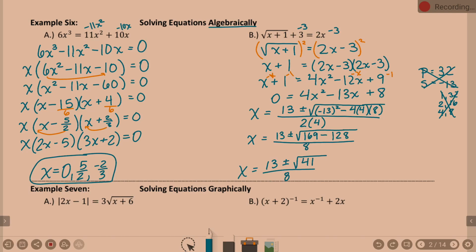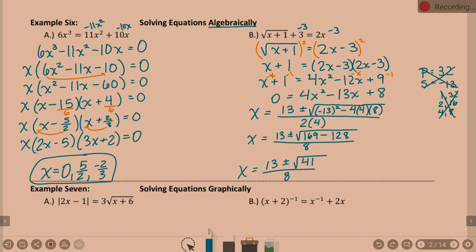What do you think? What do you know about 41? Does it have any perfect squares in it? I don't think so. No, 41 is what I would classify as prime. Its only factors are 1 and itself, so it's not going to make perfect squares in it. So nothing, you're there. Okay?